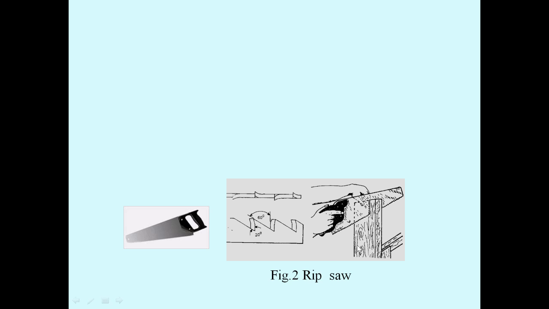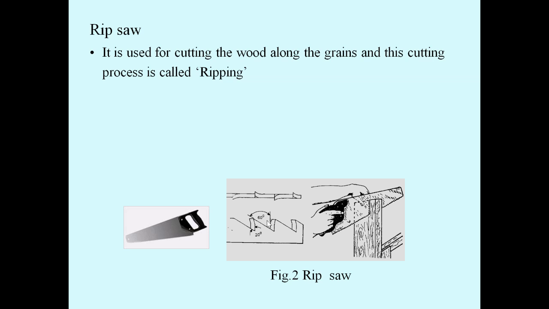So, uses of a rip saw. This is the rip saw teeth settings. You can see here. The root angle is about 20 degrees, and the angle between these two teeth is about 60 degrees.